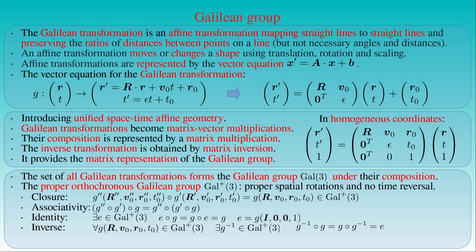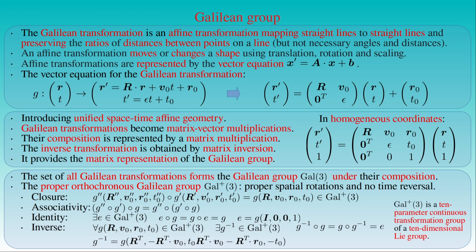Every Galilean transformation possesses an inverse, obtained by reversing the rotation, the boost, and the spatial and time translations, so that applying the inverse transformation restores the original coordinates of every event. Here we also give the explicit forms of the rotation matrix, the vectors of the boost and spatial transformation, and the time shift for the inverse. With these axioms, the proper orthochronous Galilean group is a 10-parameter continuous transformation group, or equivalently, a 10-dimensional Lie group. It is generated by 3 spatial rotations, 3 Galilean boosts, 3 spatial translations, and 1 time translation.